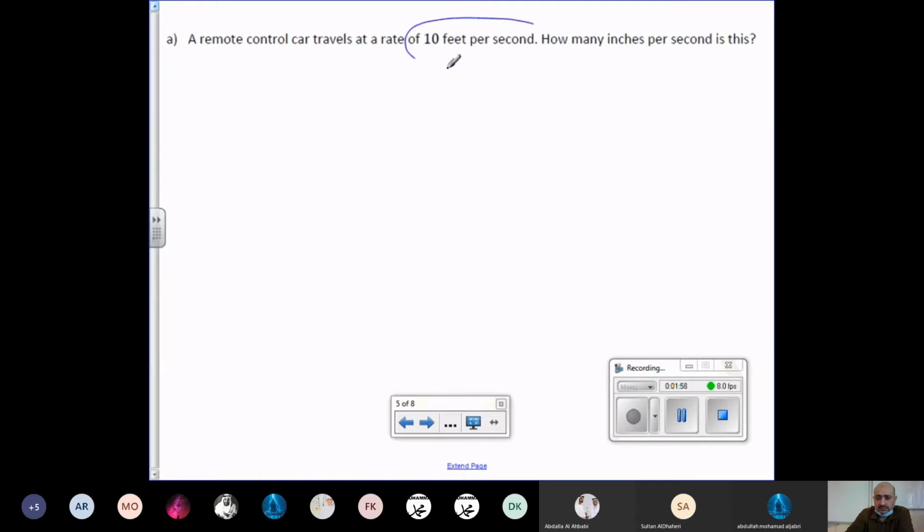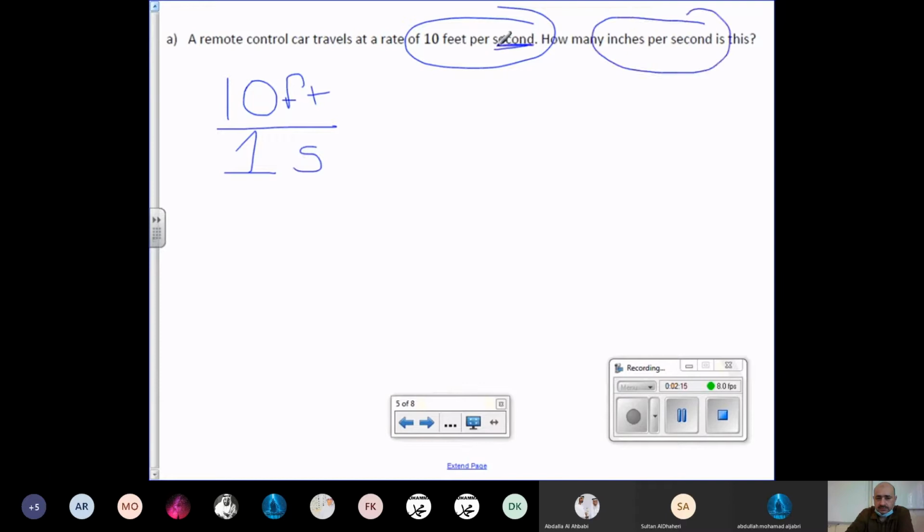So the first thing I'm going to do is write 10 feet per second as a fraction. So we have 10 feet per 1 second. And you must write your units. We want to convert it to inches per second. Now the seconds doesn't change, but the feet changes to inches. So that right there tells me what I need to change. I need to get rid of feet because it's going to become inches.